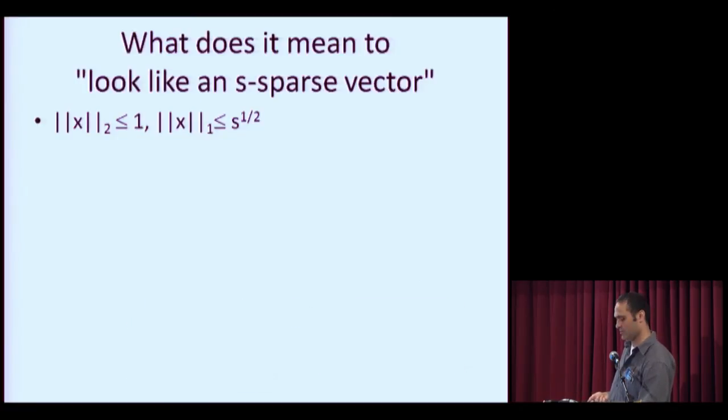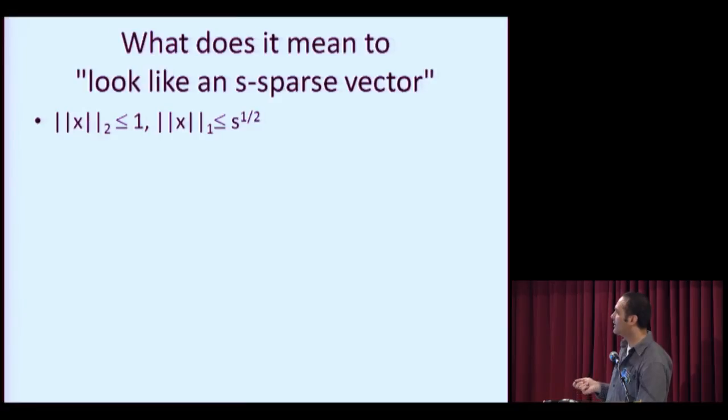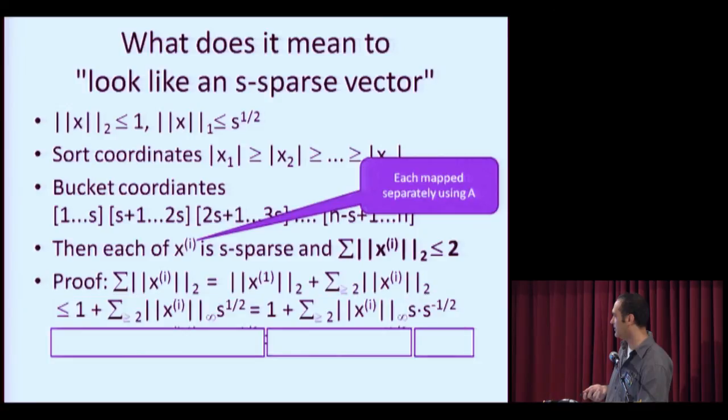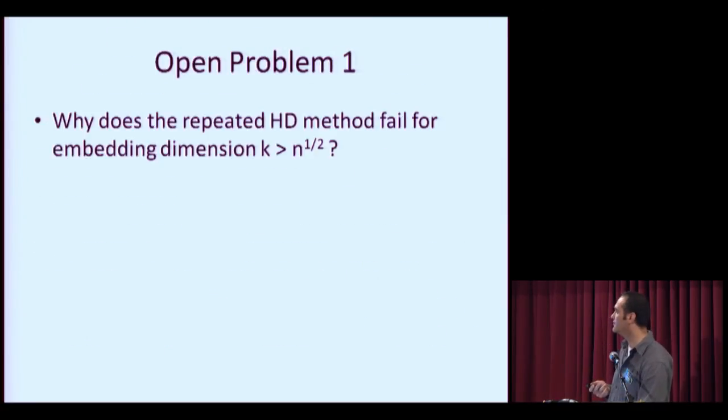Okay, so here I explain, I had one more. I'm explaining why one application of HD wouldn't work here. Here I'm explaining what it means to be an almost S-sparse vector. I won't do that. I'll just mention two open problems and some more recent work.